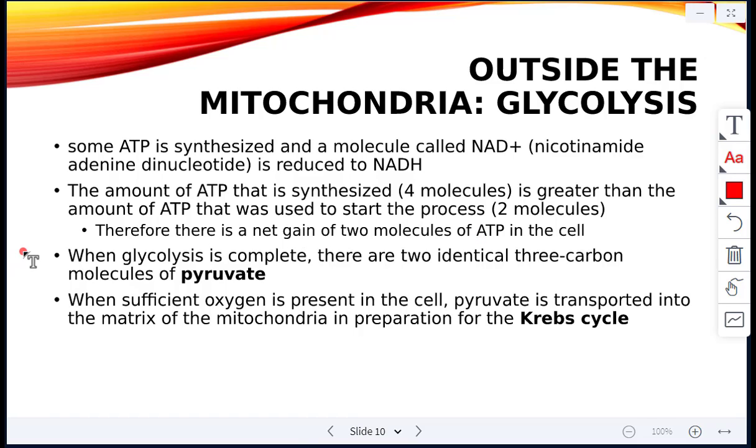When glycolysis is complete, there are going to be 2 identical 3-carbon molecules of pyruvate, and like I said before, if there is enough oxygen present, pyruvate will enter the matrix of the mitochondria to start the Krebs cycle.